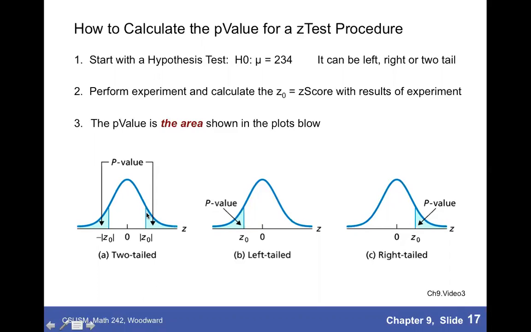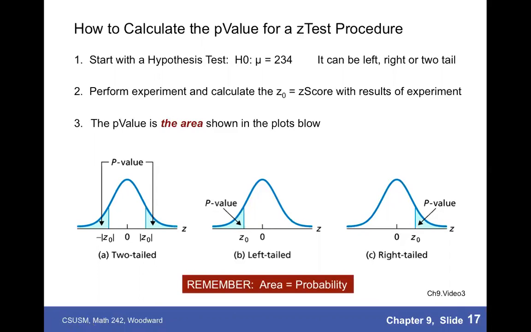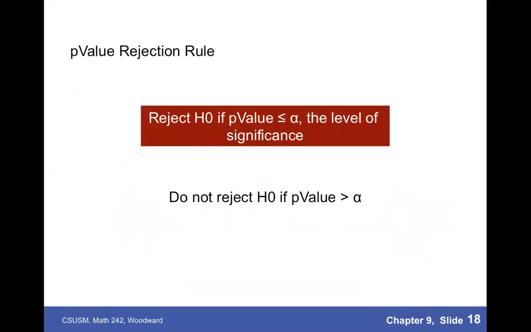Yes. Because in the previous example, I got a Z naught, I think it was positive. So I just got a positive number here, and I multiplied by 2 to get the total p-value. Okay, and the area equals the probability of making those kinds of errors. And the rejection rule for the p-value is very, very easy. Reject H naught if the p-value is less than alpha. It's that easy.